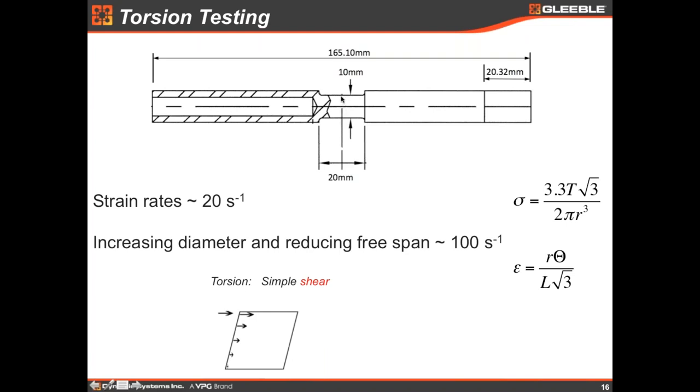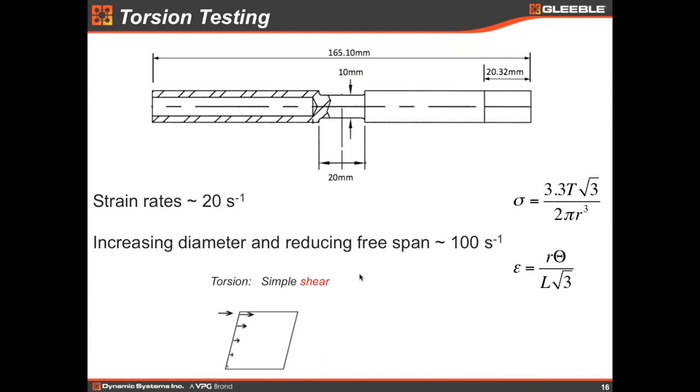It's up to you. So in torsion, the stress strain curve is calculated from the torque, and the strain is calculated using the angle. So we transform torque and angle, which is the output of a torsion test, into stress strain. And it is important to remember that torsion is a simple shear deformation.